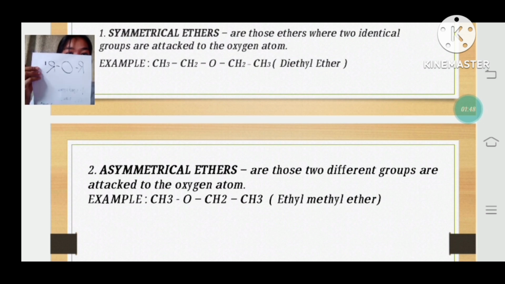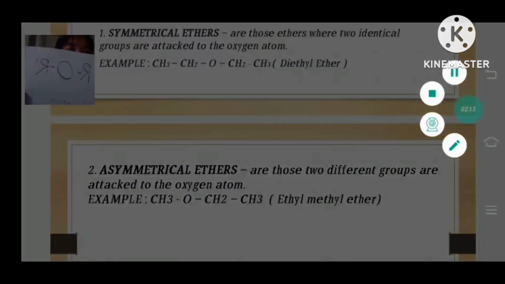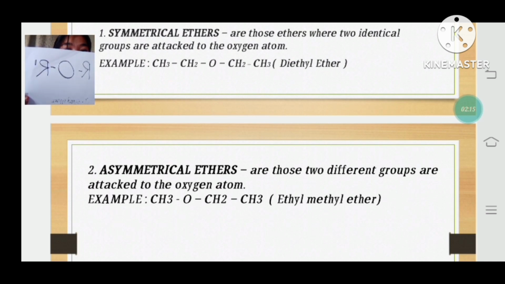And this is the example of symmetrical ethers. They are the same on both sides of the oxygen. The asymmetrical ethers have a different number of groups on both sides. This is the example of asymmetrical ethers. Different number of groups on both sides of oxygen.